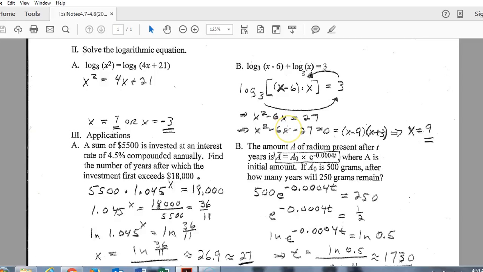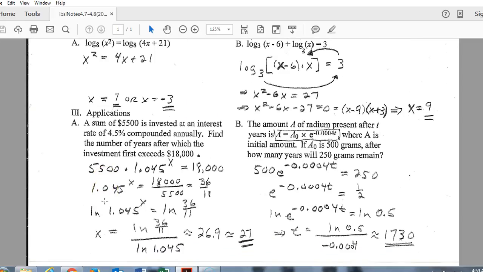So here's another case where we just solve by factoring. You get 2 solutions for x. Notice we only kept the 9 on this one. We did not keep -3 because if I put -3 into either one, I get a negative, and you're not allowed to take the log of a negative, so you got to not include the -3.